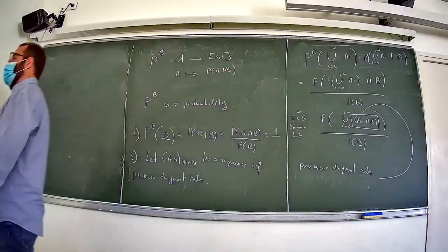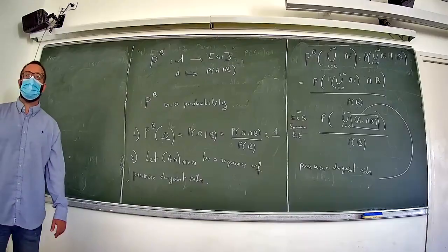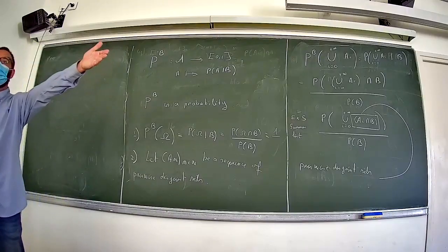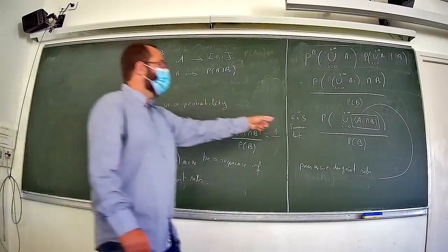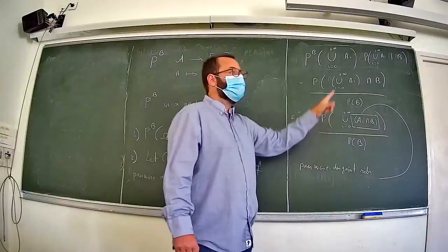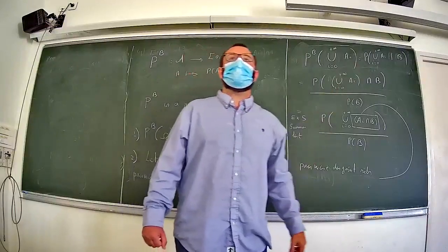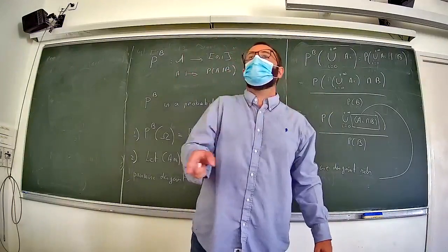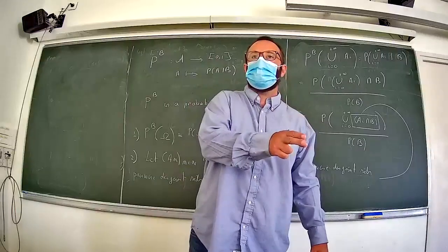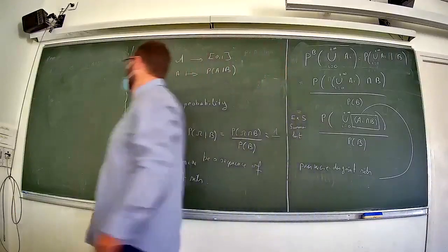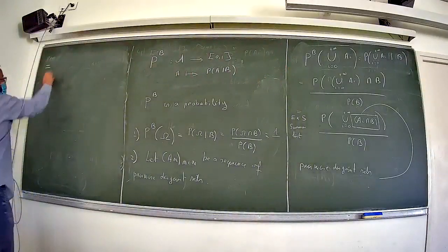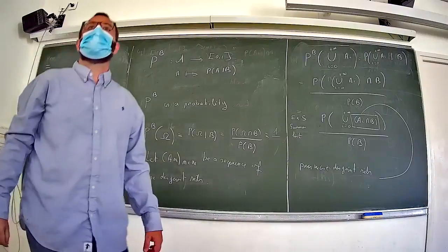Okay? And since I have pairwise disjoint sets, I can use the fact that my P is a probability. And so I can use the second point in the definition: the probability of the union is equal to the sum of the probabilities. Okay? Could you explain it?